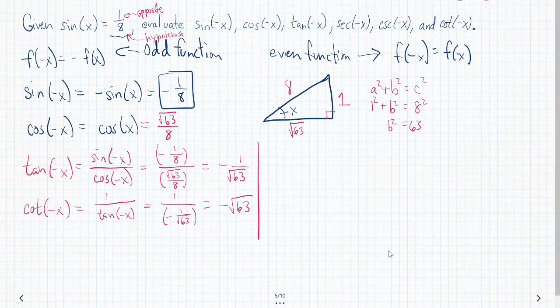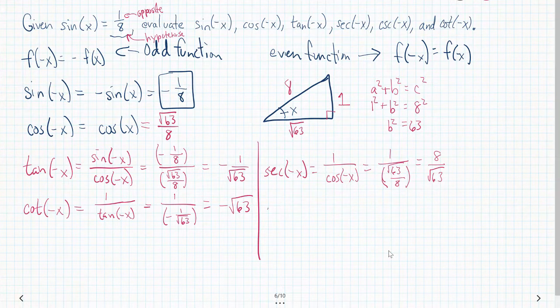Okay, only a couple left. You have secant of negative x. And so that whole thing equals just 1 over the cosine of negative x. So basically we're going to take the reciprocal of that cosine business. But I'll write it out here. So you get 1 over the square root of 63 divided by 8. Okay, so that is just 8 over the square root of 63.